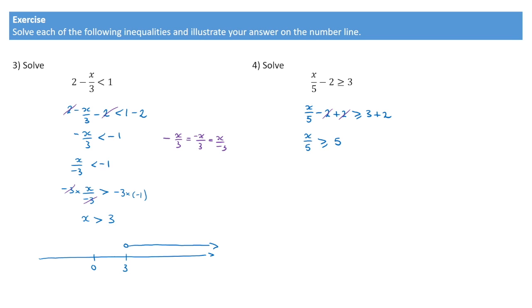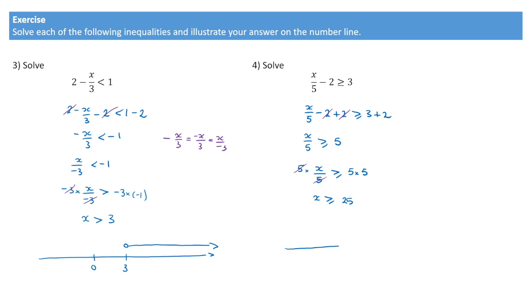Now we can see that x is being divided by 5, so to get rid of that 5, we need to multiply both sides by 5. That's 5 times x over 5 greater than or equal to 5 times 5. Now on the left-hand side, these 5's cancel each other out, and we're left with x greater than or equal to 5 times 5, and that's 25. So x must be greater than or equal to 25.